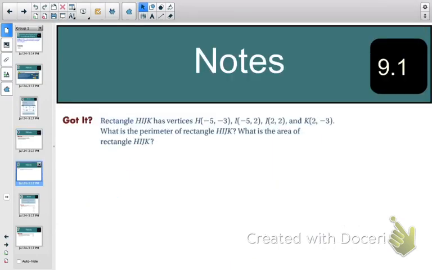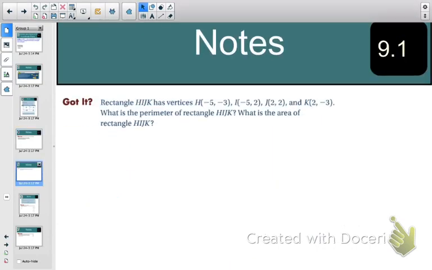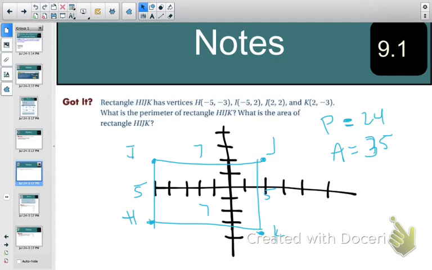Okay. All right, another one. I'm going to let you try this one, because we just did this, and we'll talk about it in a minute. So pause this and try it in 3, 2, 1, pause. All right, so for this one, that's what my rectangle looks like, HIJK, and my perimeter is 24, and the area is 35, because our lengths are 5 and 7.